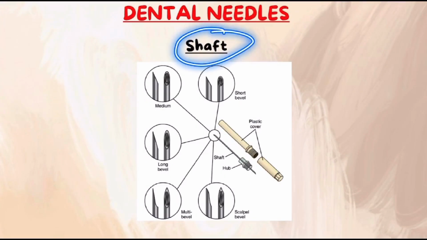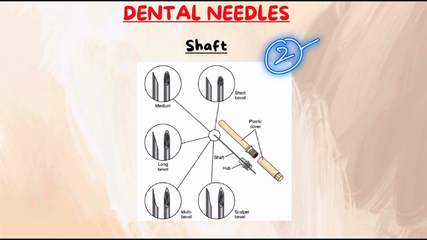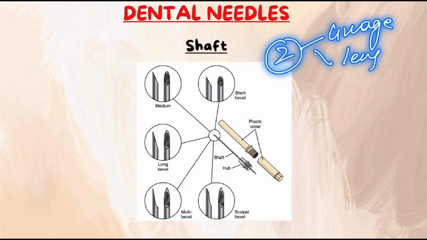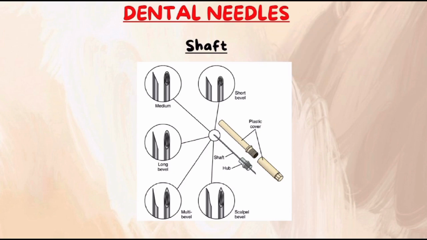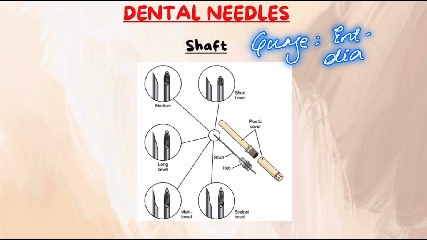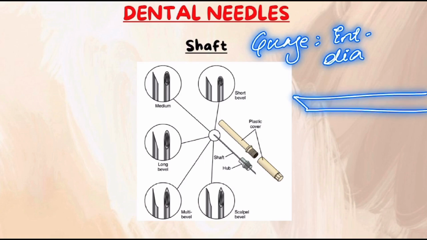Next, let us understand the shaft of the needle. Shaft is a long metal tube of the needle. Two things are important here. One is the gauge of the needle. Second is the length of the needle. Gauge refers to the internal diameter of the needle. What is the gauge? It is the internal diameter of the needle.